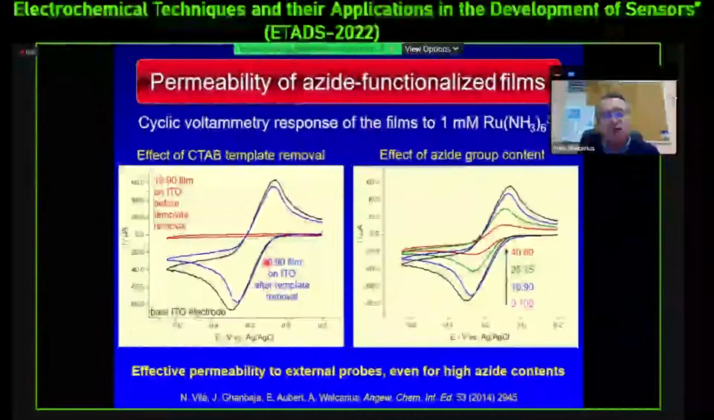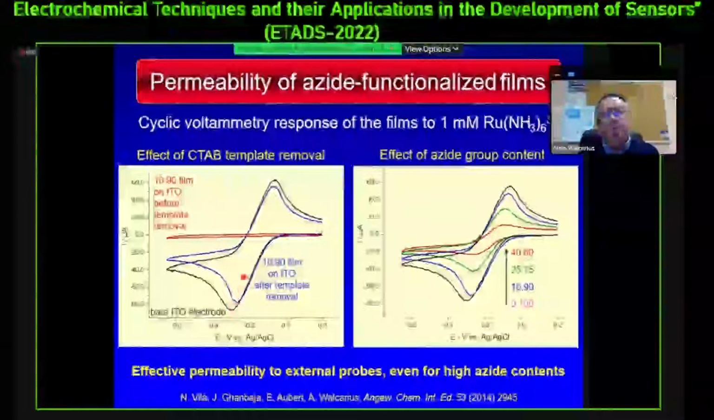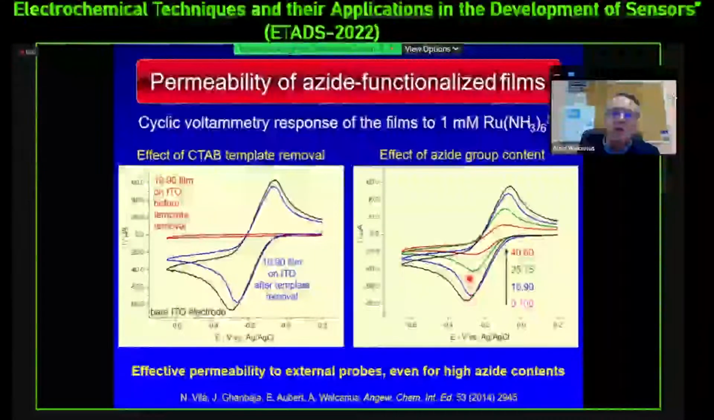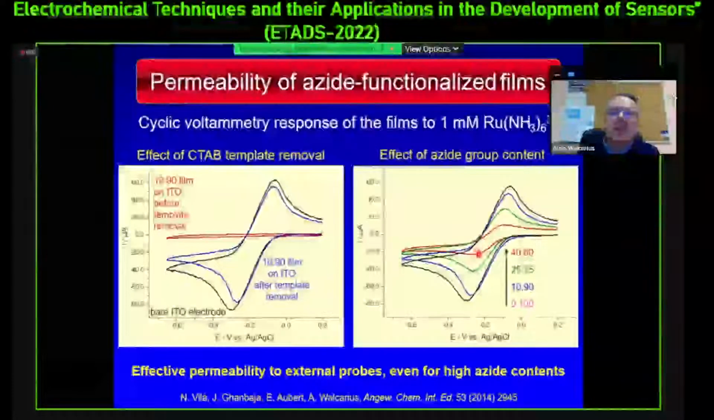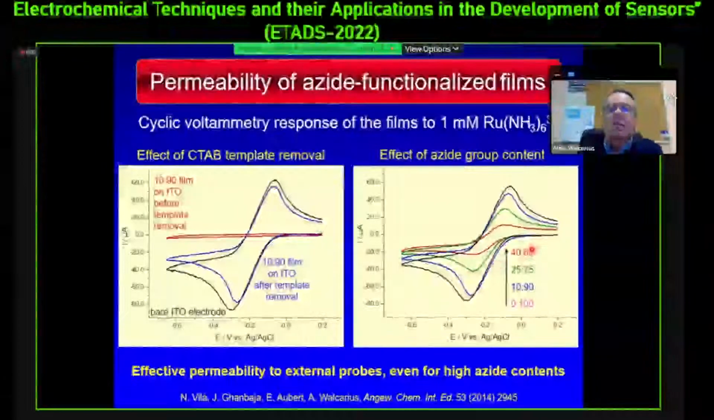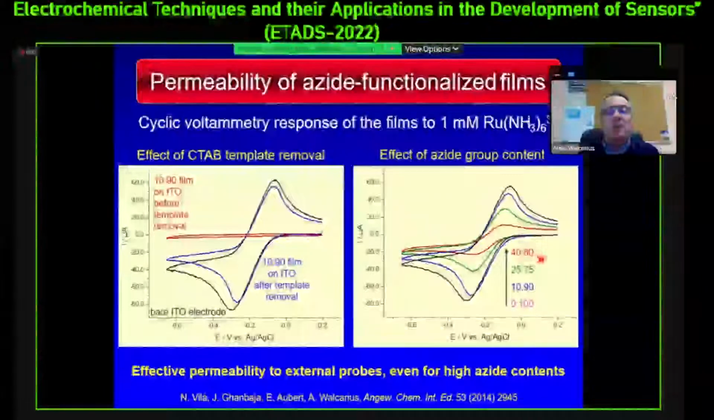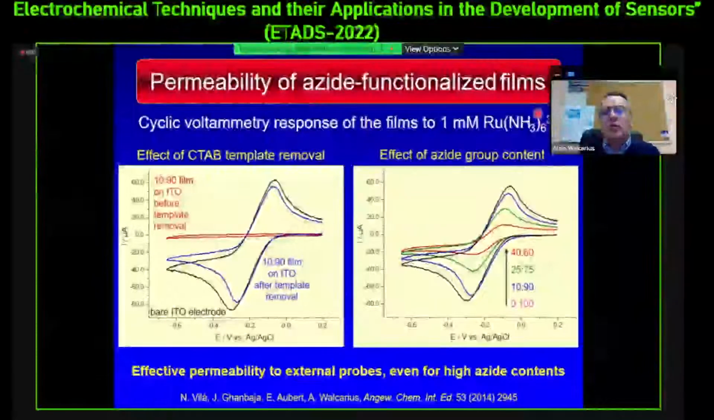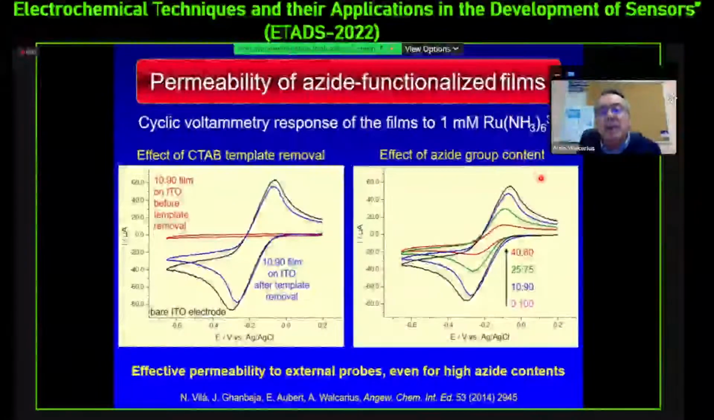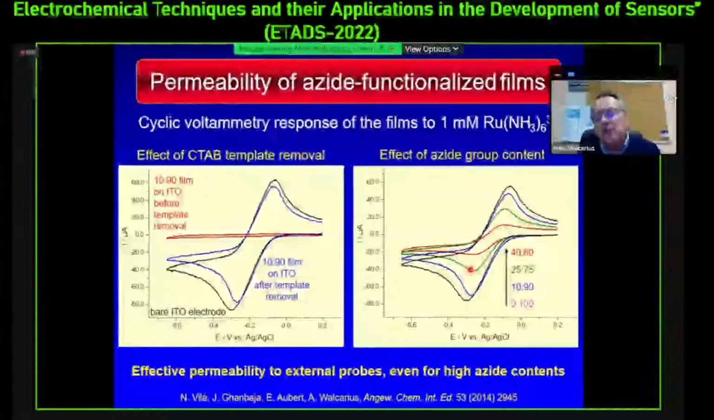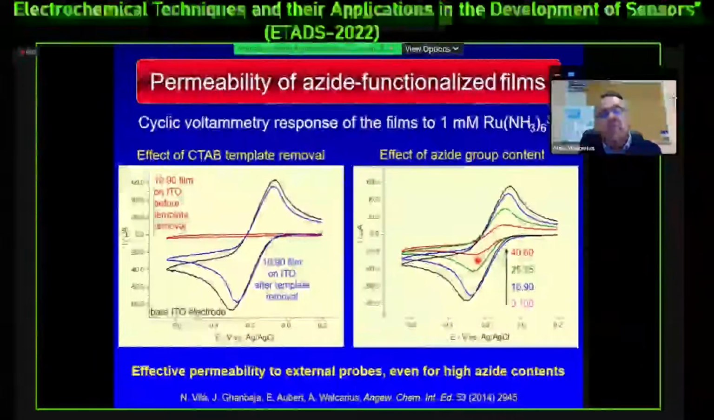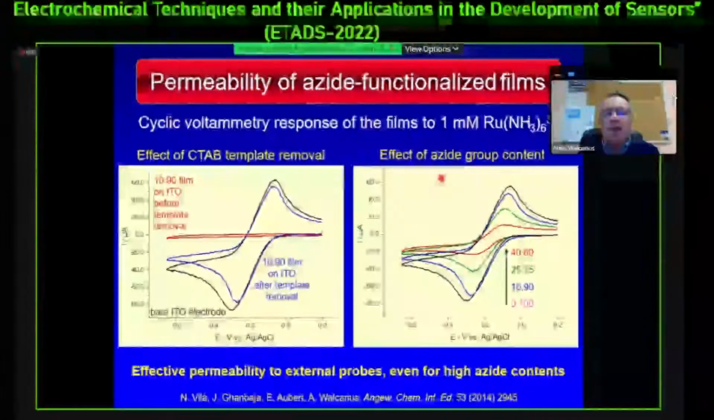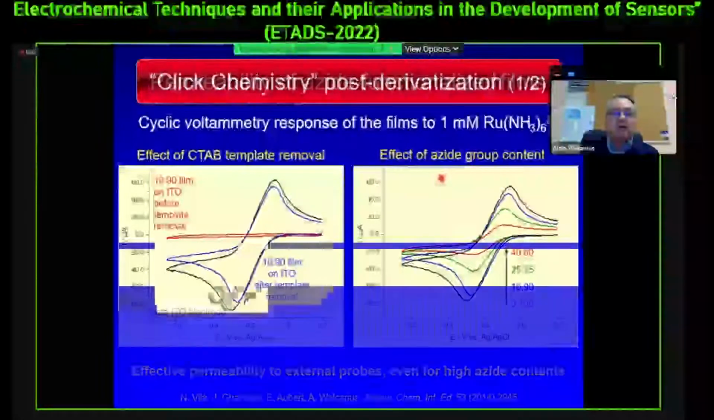So that means that even with the presence of this azide, we have a fast diffusion of the probe in the solution. This diffusion of the probe is slightly decreasing when increasing the amount of azide group in the material, because there is less and less space available for this probe to diffuse through the film. But anyway, even at 40% of functionalization, the film is still porous. So that means that the azide group should be accessible for click chemistry.